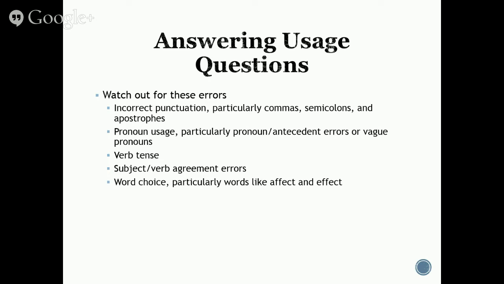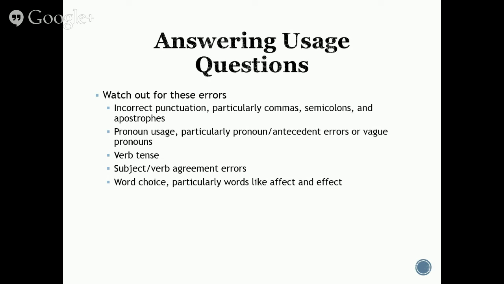Pronoun usage, particularly pronoun and antecedent errors, like: Am I writing with a singular pronoun and then I switched to a plural pronoun? Was I saying he and then moving to she? That kind of thing. Or do I have vague pronouns where I'm not sure exactly who I'm referring to? You also will have verb tense, whether or not I'm in the past tense or the present tense. Or did I have like "have spoke," and it should be "have spoken." That kind of thing.